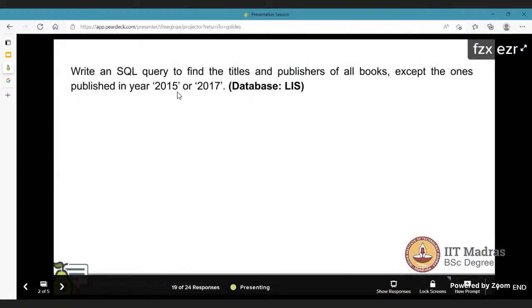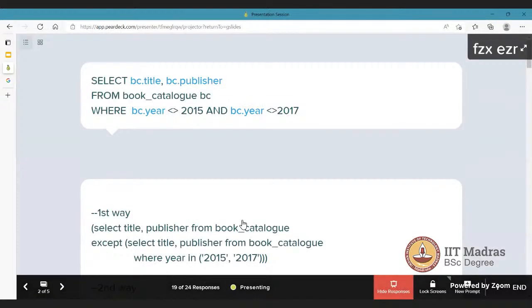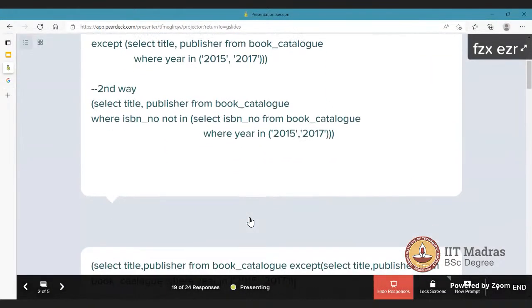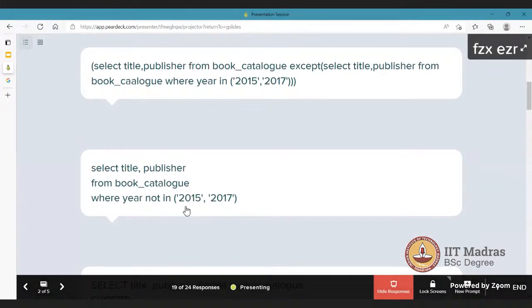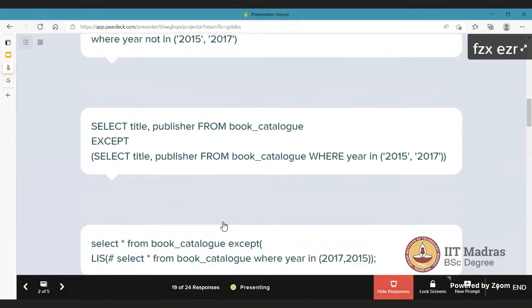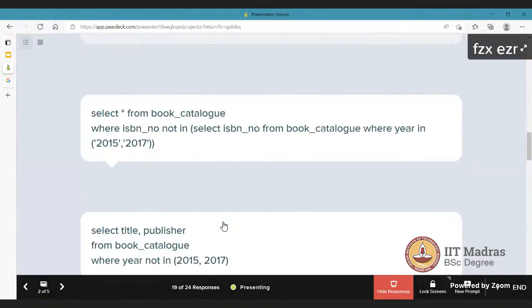Ma'am, can you check my query? Yeah, it will be or. Pradeep, it will be or. But I did the or and I am getting the right answer in and. Yes, ma'am. Same. I am also getting the same.